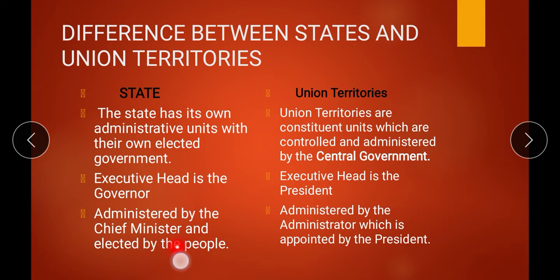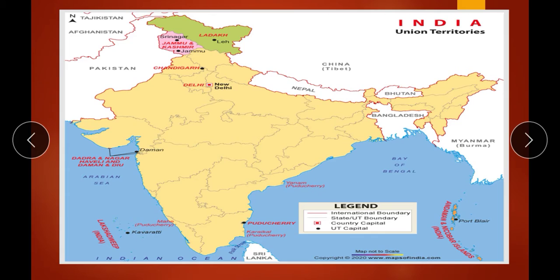Here what happens? Elected by the people, and here it is appointed by the president. So this is the basic difference between the state and union territories, and in present time there are 8 UTs.